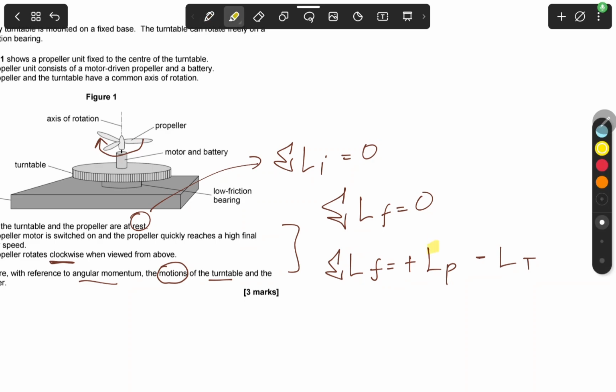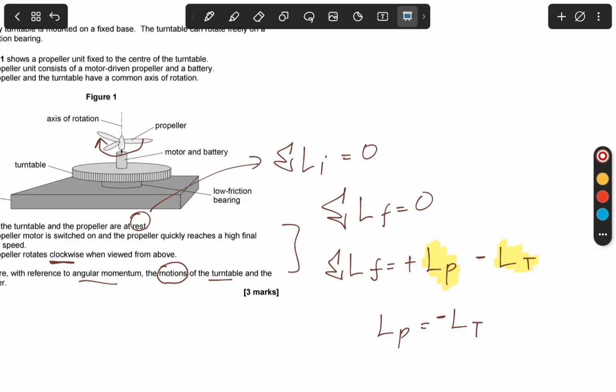Now I want us to focus on the angular momentum of the propeller and the turntable. The angular momentum of the propeller must be equal in magnitude to the angular momentum of the turntable, but they both must be in opposite directions. And the reason for that is that when you add them up, they're going to have to give you 0. So they're going to have to be the same magnitude, and the signs have to be different, so they must be in opposite directions. Alright, so that's all for the first part.